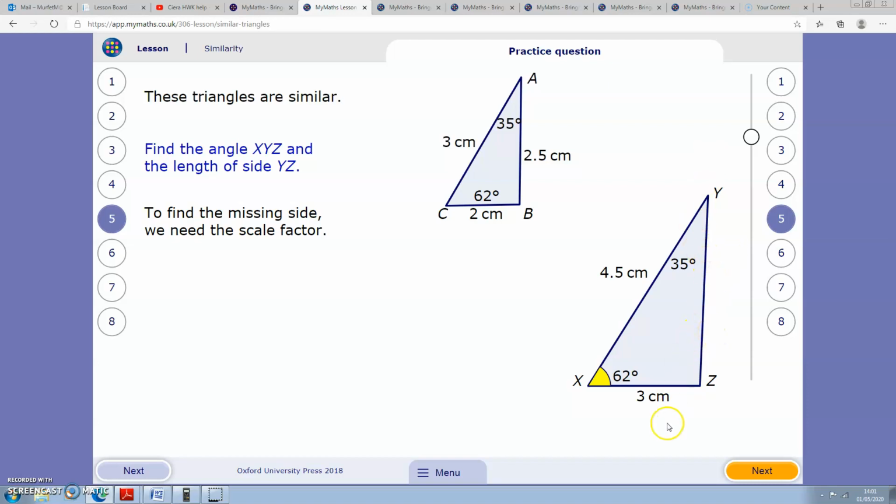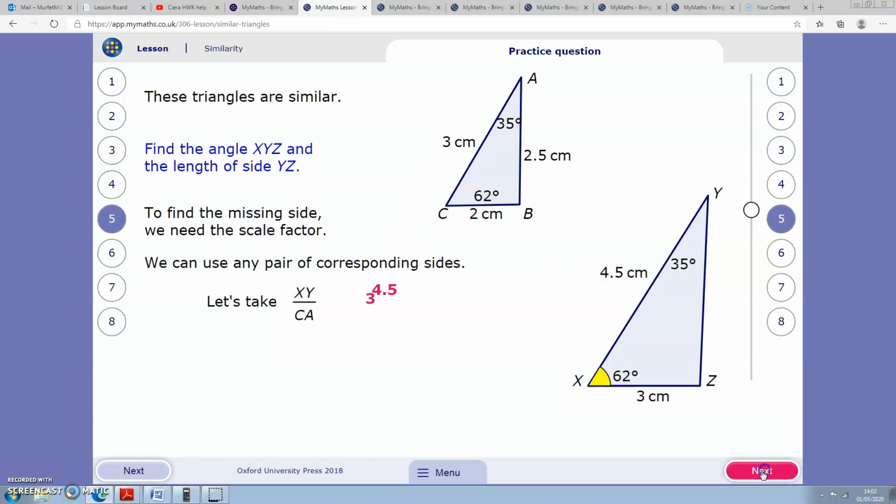We need to do the scale factor. So the bottom one here is 3. This one is 2. Well, I'm adding one more on, so that's half of it. So my scale factor is 1.5. They've done it on this side: XY divided by CA, divided by that side. 4.5 divided by 3 gives me 1.5. So it doesn't matter which side you use. 3 over 2, same thing, gives me 1.5.